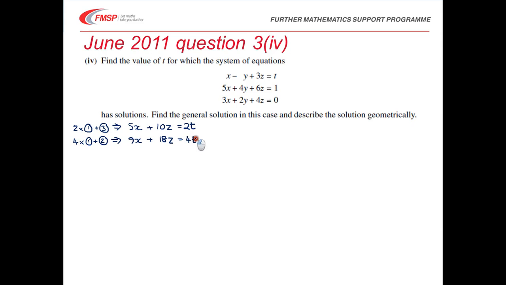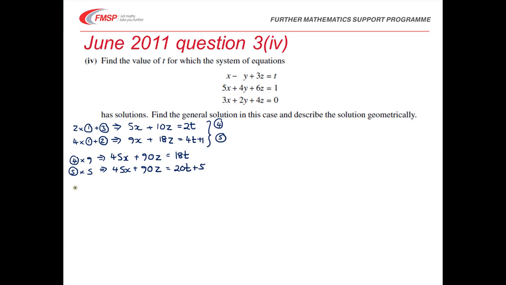equals 4t plus 1. I'll call those equations 4 and 5. If I multiply equation 4 by 9, I get 45x plus 90z equals 18t. And multiply equation 5 by 5, I again get 45x, and this time plus 90z equals 20t plus 5.